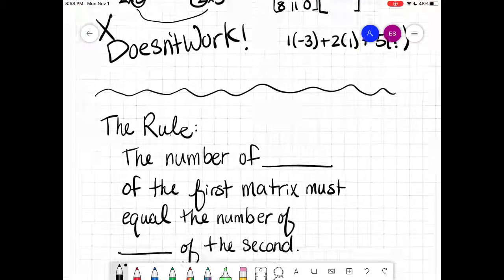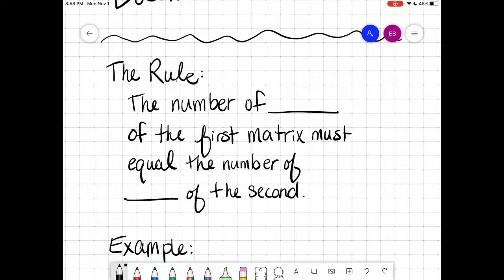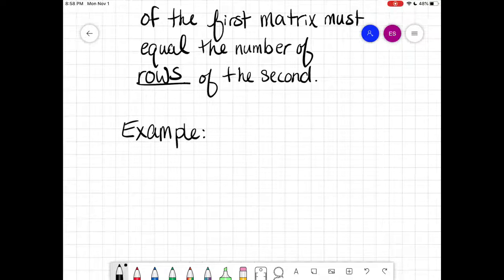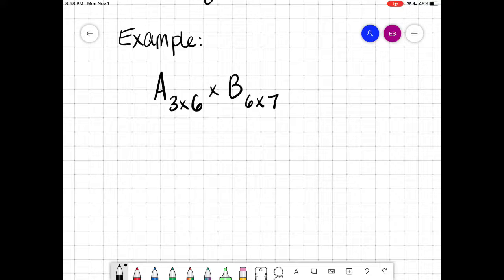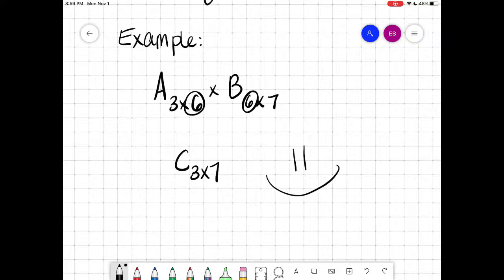The two numbers in the middle have to match. So the rule: the number of columns of the first matrix must equal the number of rows of the second matrix. In order for matrix multiplication to work, that has to be true. So let's say we have a 3 by 6 matrix, 3 rows, 6 columns. The second matrix has 6 rows and 7 columns. This would be huge, so hopefully you don't end up having to multiply something like this. But if you do, it will work because those two middle numbers match, and your answer will end up being a 3 by 7 matrix. Good luck on your matrix multiplication.